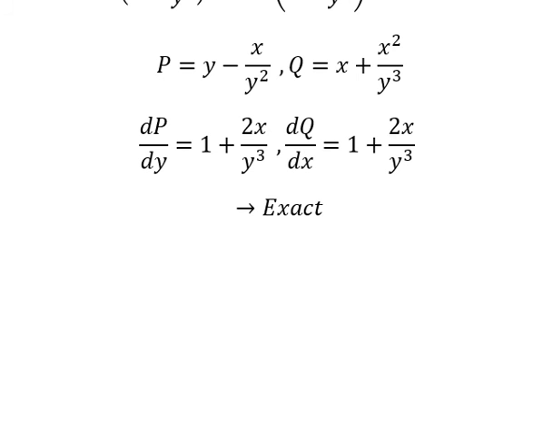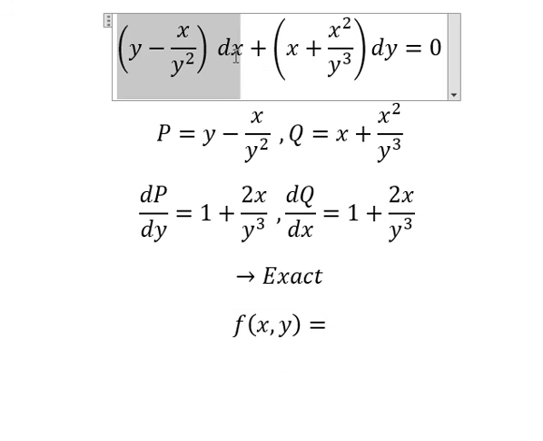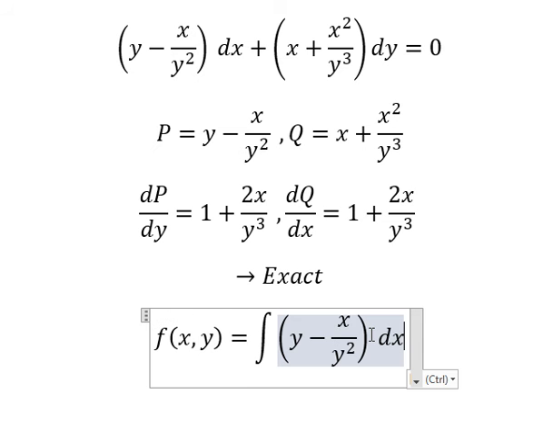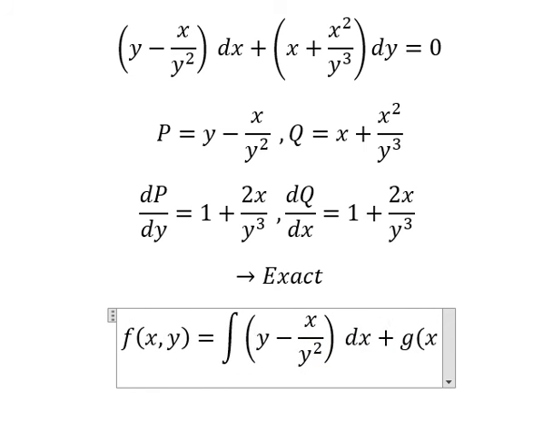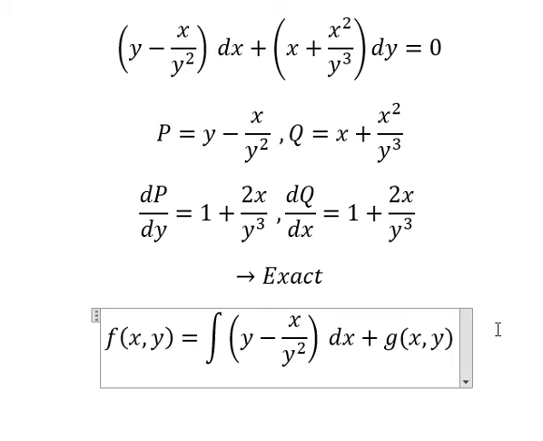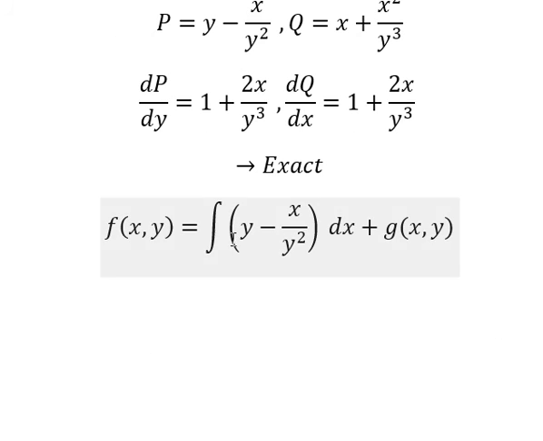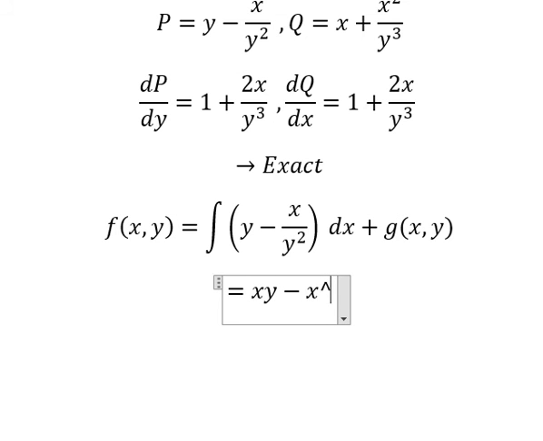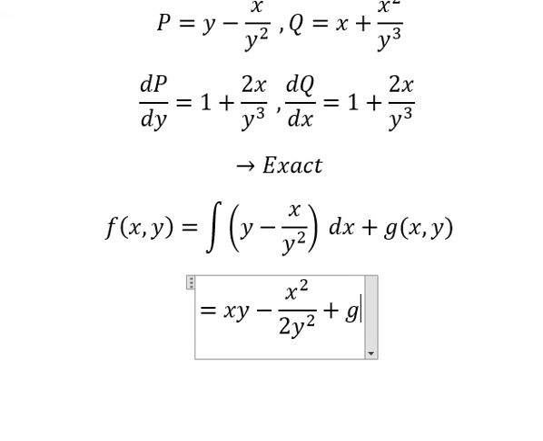So I need to create the function f(s,y) equals to, we have this integration in here, plus 3sy. The integration of this one, we will have sy minus s squared over 2y squared plus 3sy.